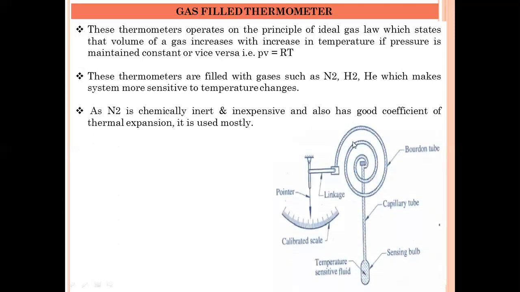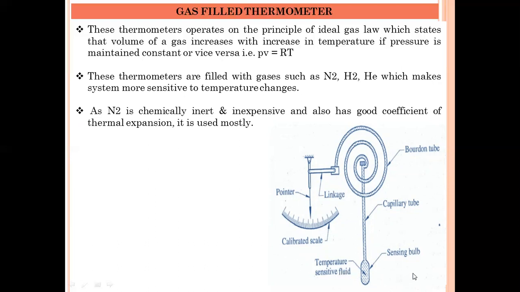This is the block diagram of the gas filled thermometer. Let us see how it works. The gas filled thermometer has one sensing bulb, and to that sensing bulb there is a capillary tube, and in this sensing bulb there is a sensitive fluid which senses the change in the temperature of the substance. At the end of this capillary tube there is an elliptical shaped Bourdon tube, and to the end of this Bourdon tube there is a linkage with a pointer calibrated over a scale, from which we can measure the temperature. Let us see how this works.